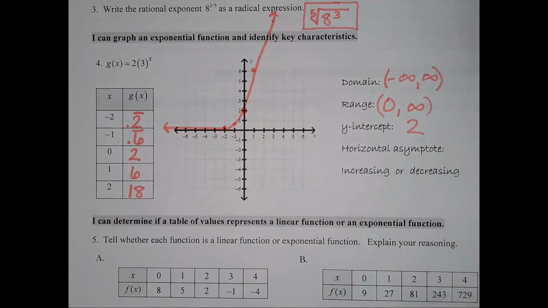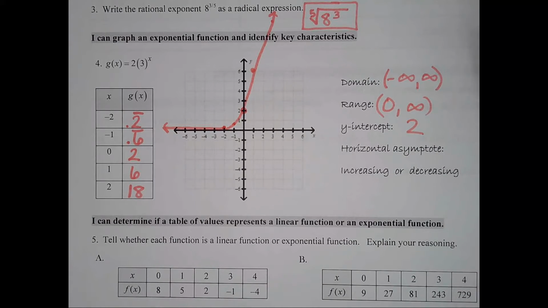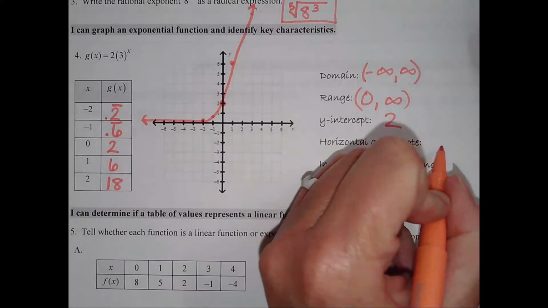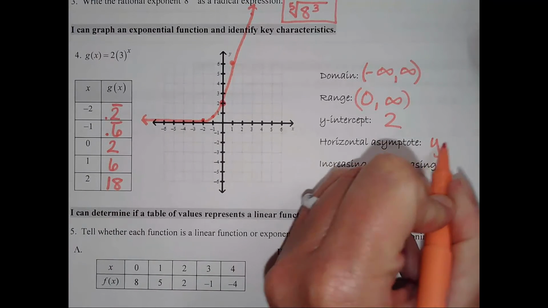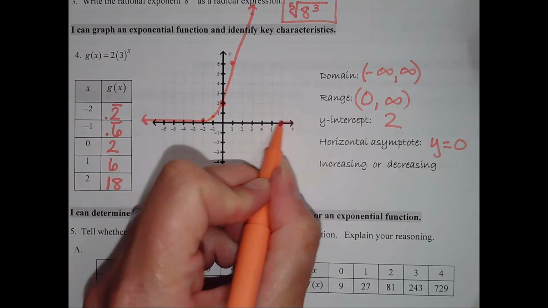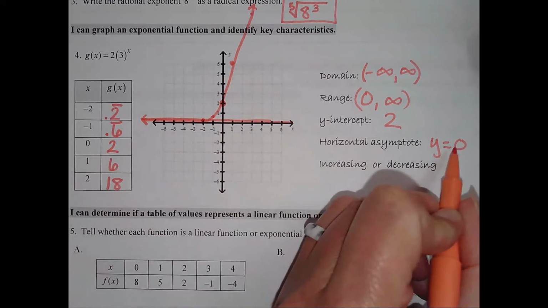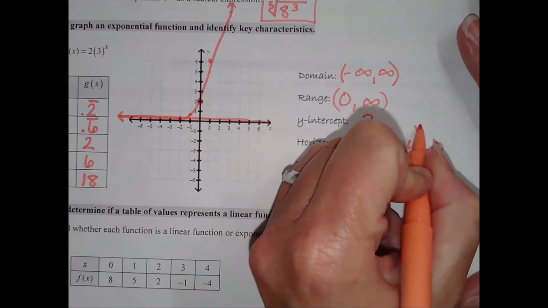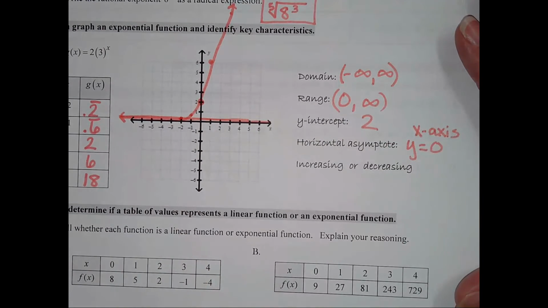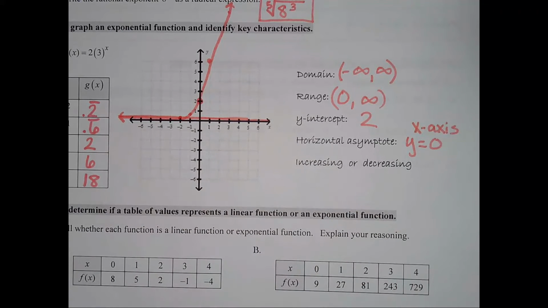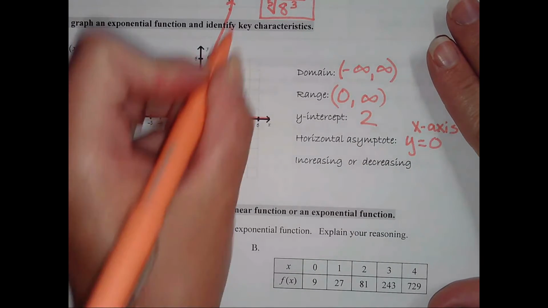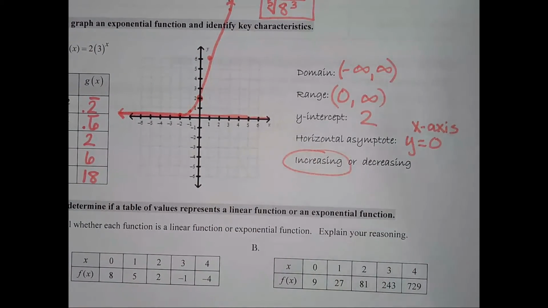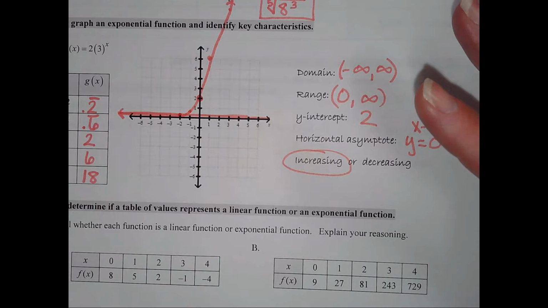The horizontal asymptote. So the line that your graph is getting really, really close to but is never touching. It's going to be y equals 0. That's the x-axis is y equals 0. I know it's weird. So it's the x-axis. And then is your graph increasing or decreasing? Is your graph here going up or down? Increasing. From left to right, it's going up, so it's increasing. And that's all you would have to do for these exponential graphs. There's no increasing intervals or decreasing like with the other ones, which is kind of nice.